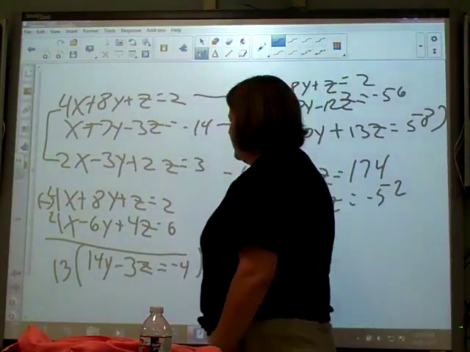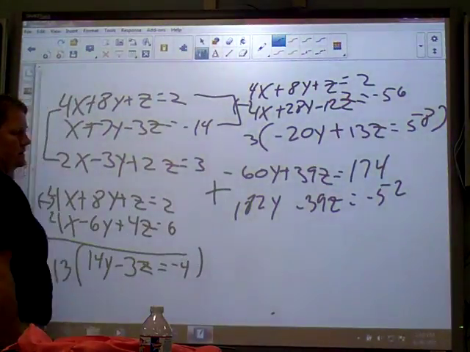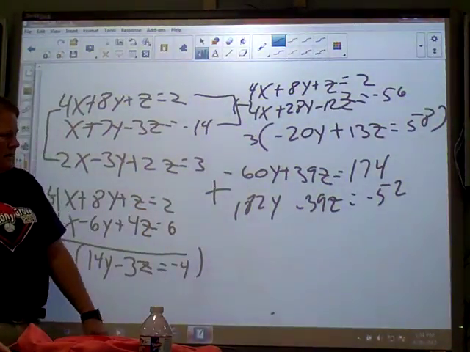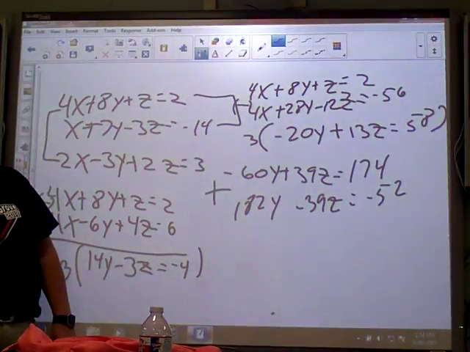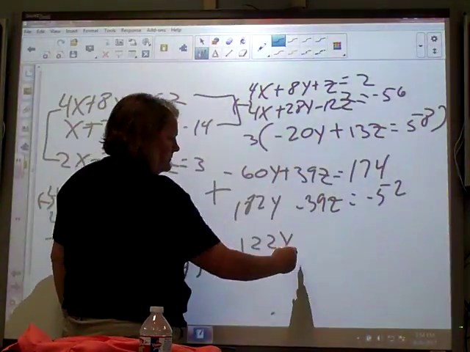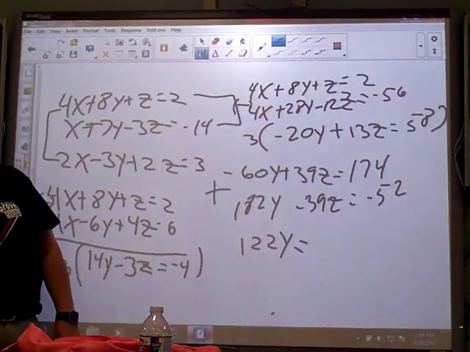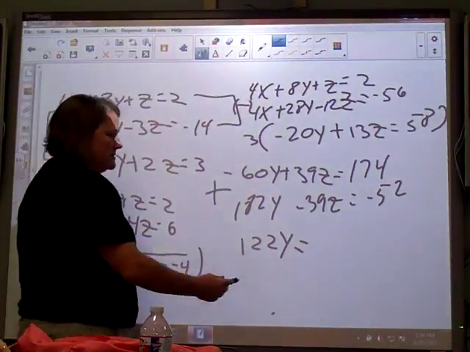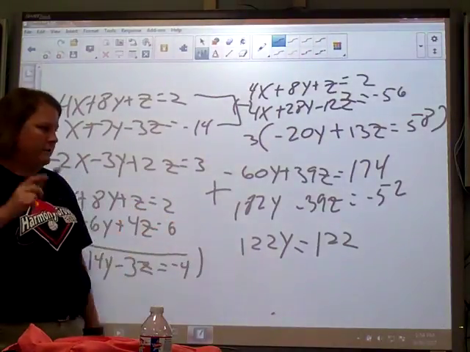Alright, so now looking at that, our 39z's are different signs. So we get to add. So we're adding right here. We got to figure out what negative 60 plus 182 is. 122. That's gone. What's 174 plus negative 52? 122. So we had all that ugly stuff to get us to a simple what for our y? 1. Very good.